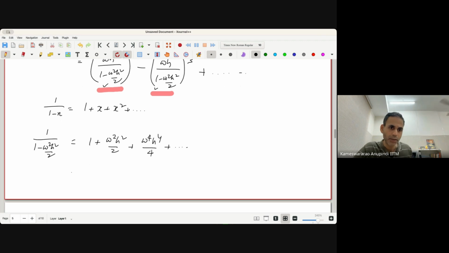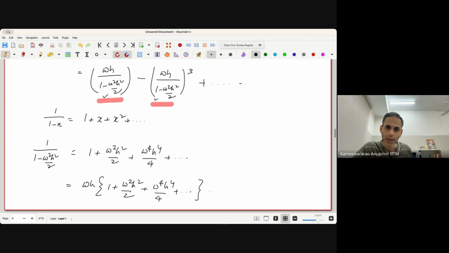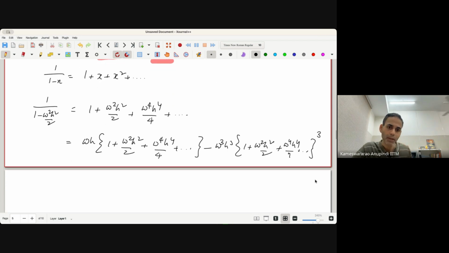Okay, that is going to give me this as omega h times 1 plus omega square h square by 2 plus omega power 4 h power 4 by 4 and so on. And then I'm going to get minus omega cube h cube times, again the same thing, 1 plus omega square h square by 2 plus omega power 4 h power 4 by 4 and so on, cubed. Okay, that's what I'm going to get.